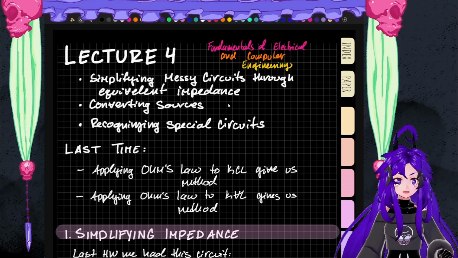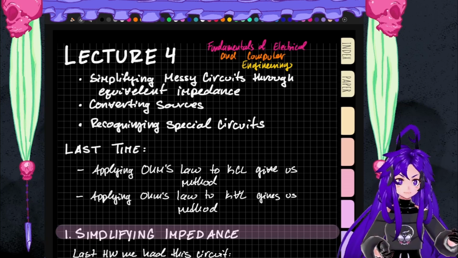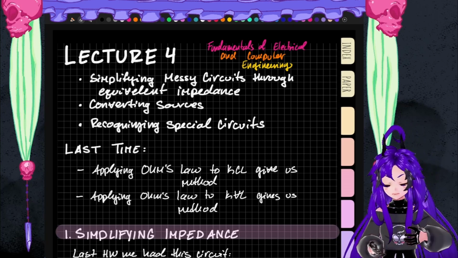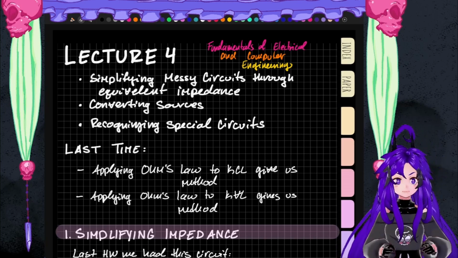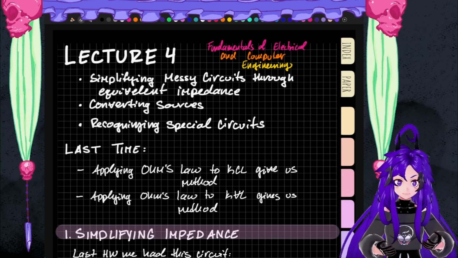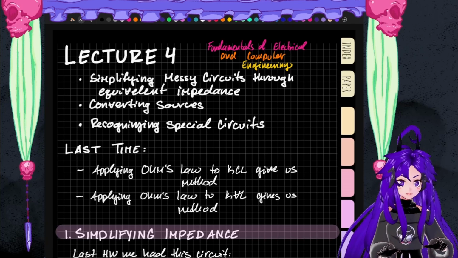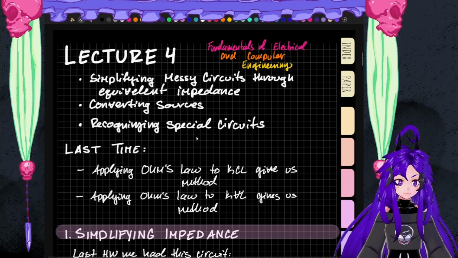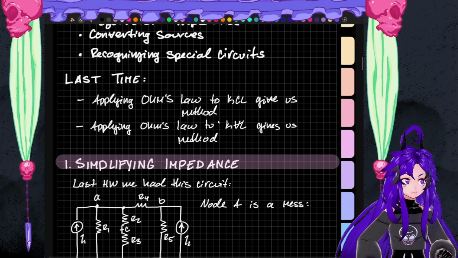This time we are talking about how to simplify kind of messy resistive circuits, so circuits with a lot of resistors in them, how to convert sources from either voltage to current or current to voltage, and then recognizing special circuits. All of these are tools that we use to speed up the process of analyzing circuits. These are some of the most common tools we use because, I don't know about you, but I want to spend less time doing math. So we use these shortcuts and they help us out a lot, especially when we're talking about the analysis methods we learned last week.